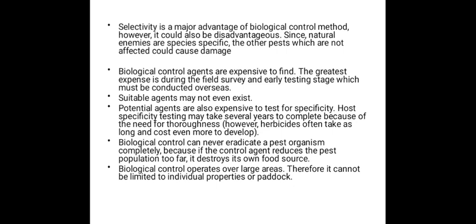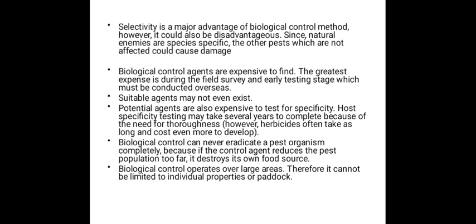Biological control agents are expensive to find. The greatest expense is during the field survey and early testing stage, which must be conducted overseas. Suitable agents may not even exist. Potential agents are also expensive to test for specificity. Host specificity testing may take several years to complete because of the need for thoroughness. However, herbicides often take as long and cost even more to develop.